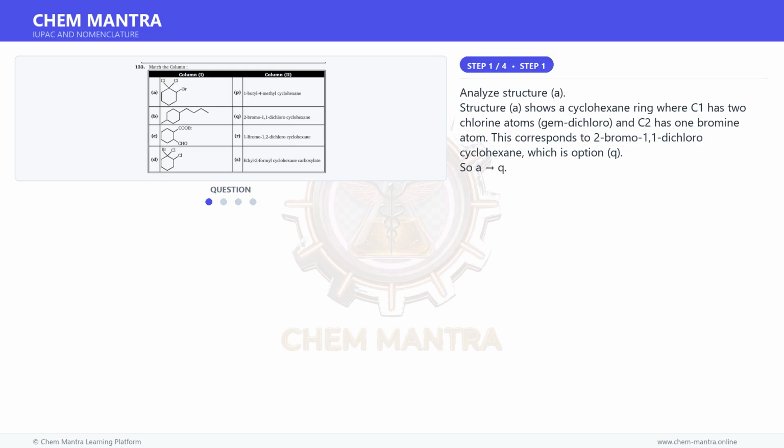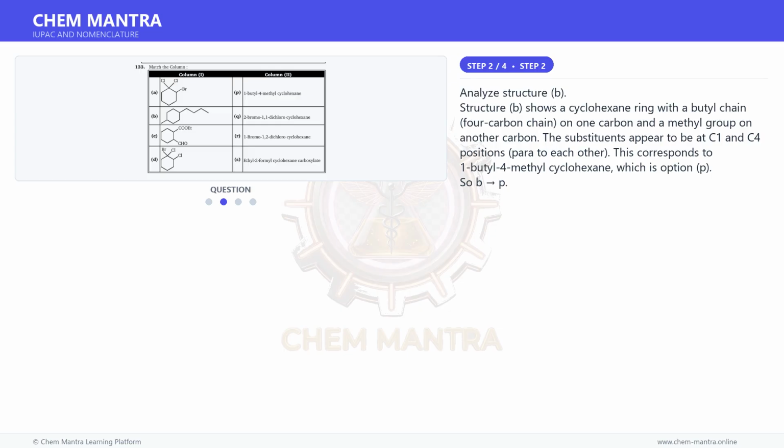Analyze structure A. Structure A shows a cyclohexane ring where C1 has 2 chlorine atoms, gem-dichloro, and C2 has 1 bromine atom. This corresponds to 2-bromo-1,1-dichlorocyclohexane, which is option Q. So A matches Q. Moving on to the next step.